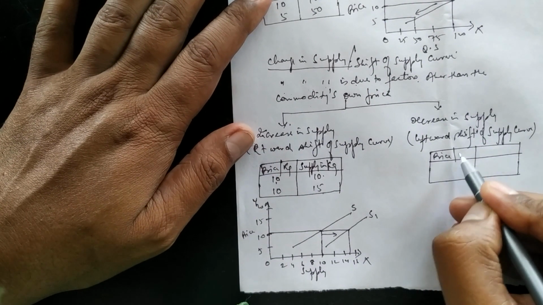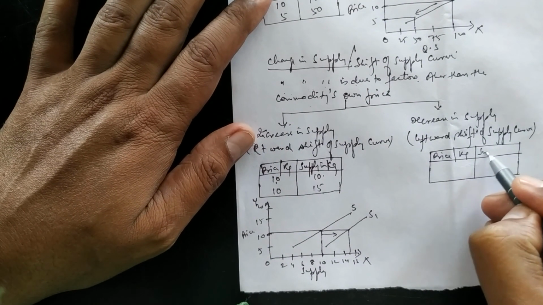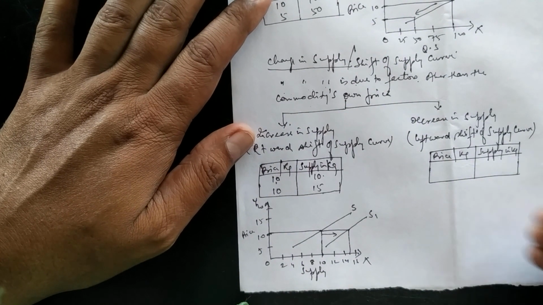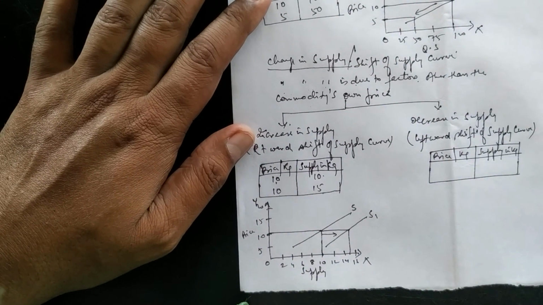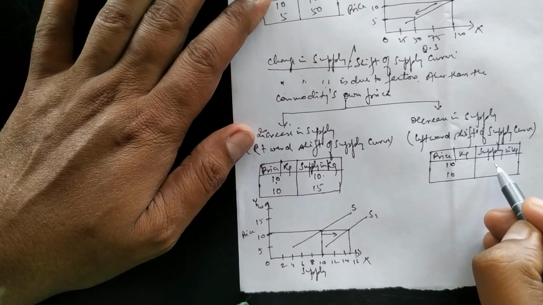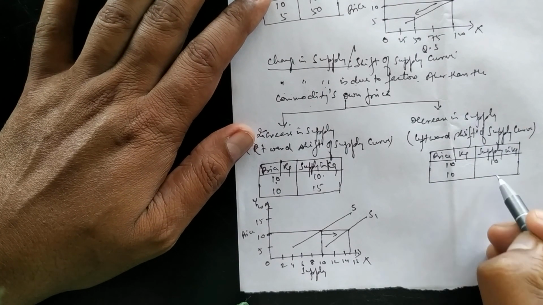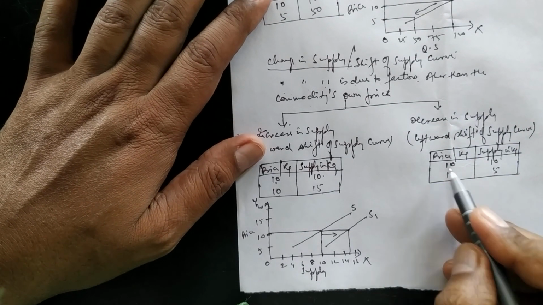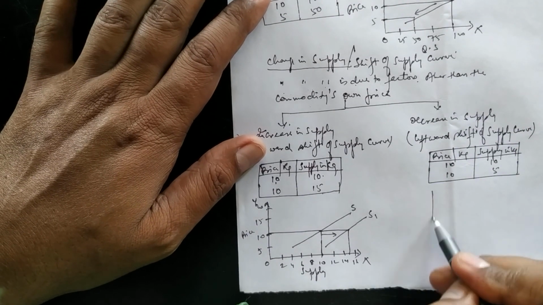Price per kg and supply in kg. Clear? Price remains the same and the supply was 10 kg, which came down to 5 kg. Now see, price remains the same. Make the graph.